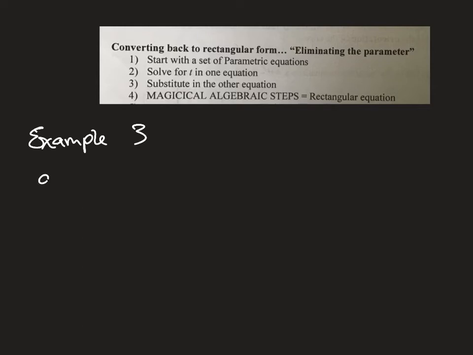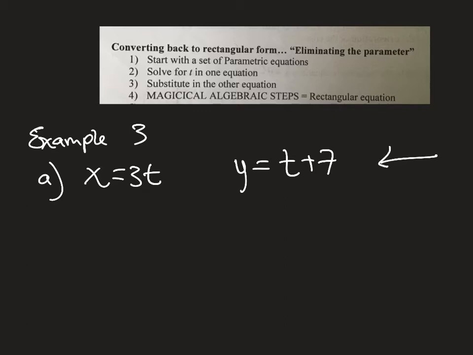We're going to start with letter A, just to get an easy idea of what's going on. It says I have x equals 3t, and y equals t plus 7. Step 1 says you start with a set of parametric equations. That's this right here. Step 2 is we solve one of the equations for t. It doesn't really matter, but since I wrote the x one first, I'm going to solve the x one. If I divide by 3 and divide by 3, x over 3 equals t. Then you substitute this into the other equation.